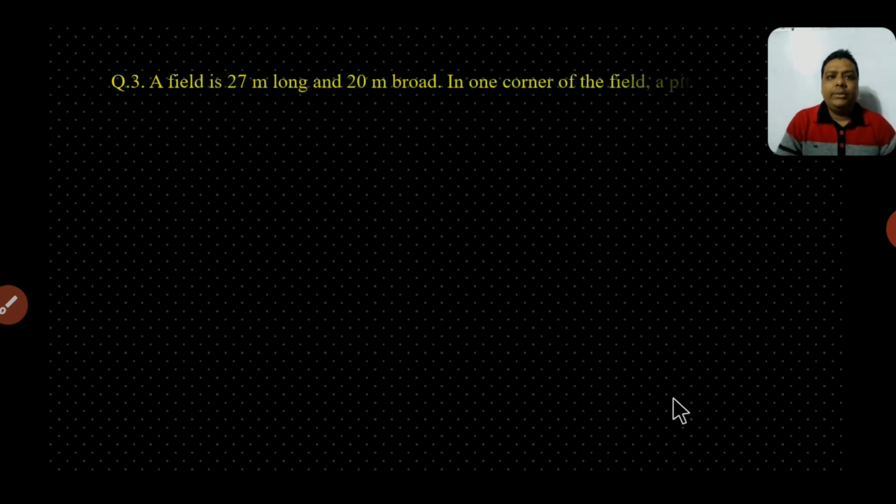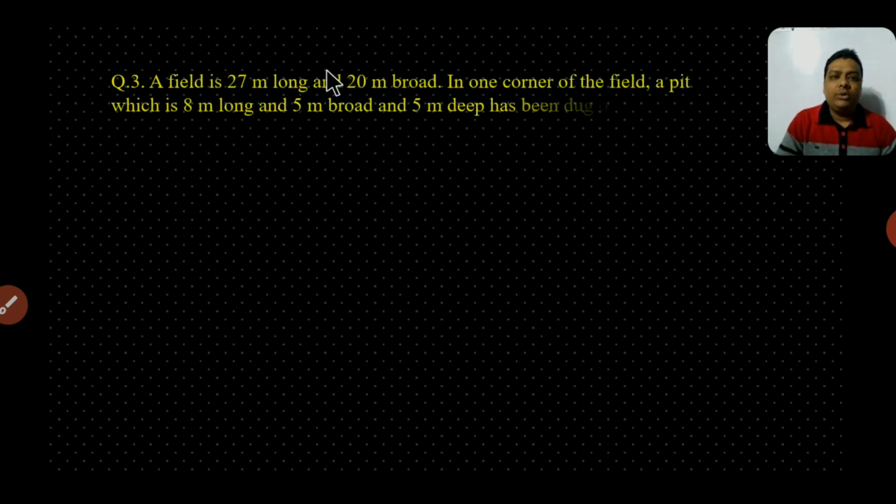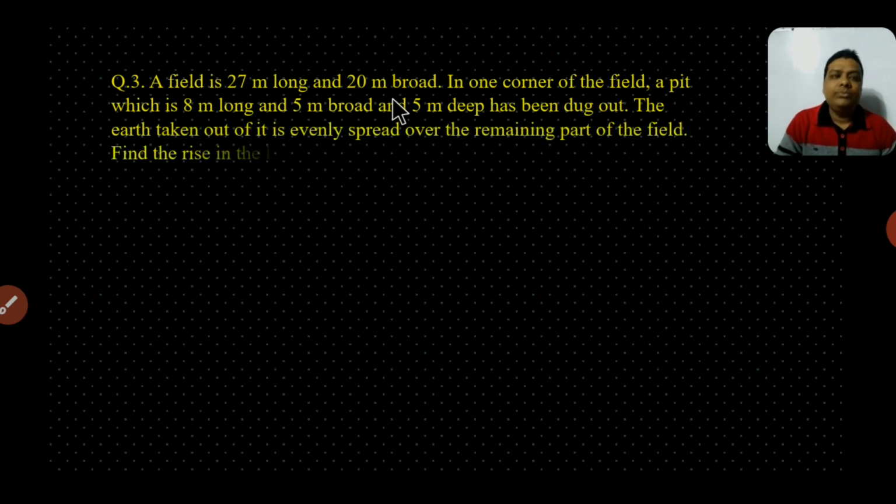Now there is a field which is 27 meter long and 20 meter broad. Okay dear, a field can't be cuboidal. So in one corner of the field, a pit, it means a hole we can say, which is 8 meter long and 5 meter broad and 5 meter deep. It can be cuboidal. Okay, has been dug out. So the earth taken out, earth means soil, the earth taken out of it is evenly spread over the remaining part of the field. Then find the rise of the level of the field.